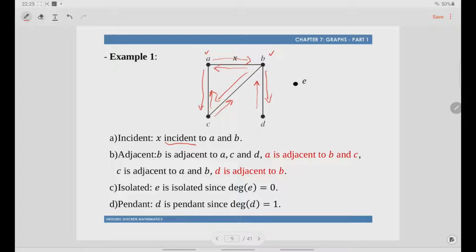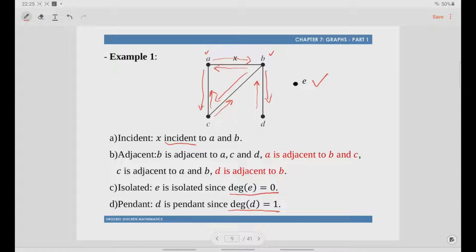Now we move to isolated. As you can see, the vertex E doesn't have any other vertex connected to it. That's why we call it isolated, because the degree of E is equal to 0. Then pendant. D has only a single vertex connected to it, which is B, so the degree of D is equal to 1 and it is a pendant vertex. I hope you can distinguish between these important terminologies in graph.